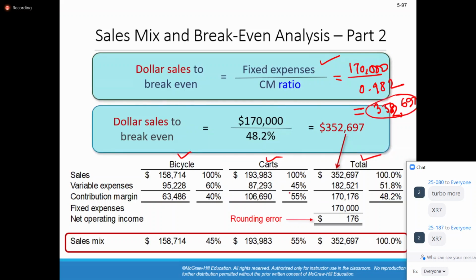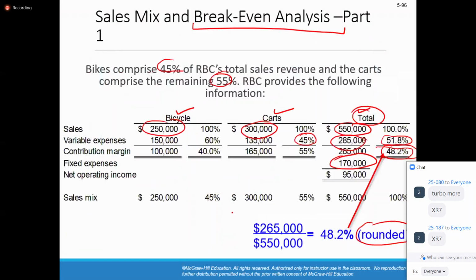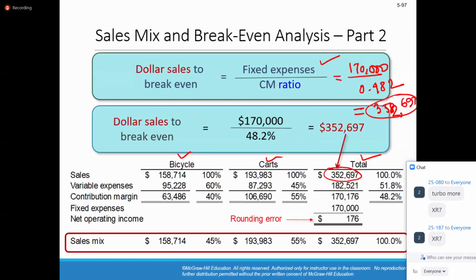Okay. So you see, if the break-even sales is 352,697, how much of its sales should come from bicycle, how much of its sales should come from cart. So the number is, again, the sales mix we used in previous case, you see the 45% and the 55% for bicycle and cart respectively. Again, if you apply the 45% of 352,697, you'll see it is 158,714, and 55% of this amount is 193,983.